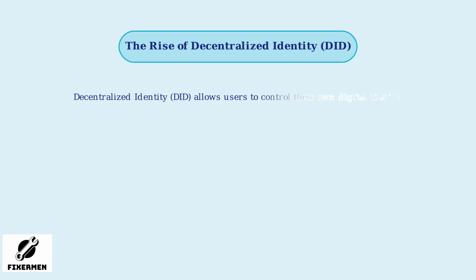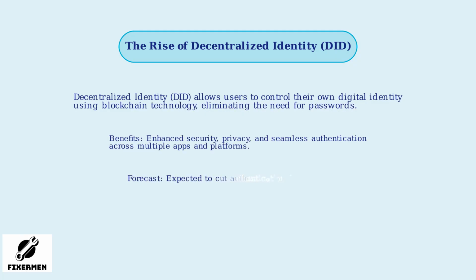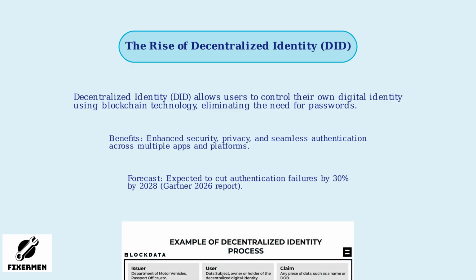Decentralized identity, or DID, is revolutionizing how we authenticate online. Unlike traditional systems that rely on passwords and central servers, DID gives users control over their identity data using blockchain technology. This approach enhances security and privacy while enabling seamless authentication across different apps.